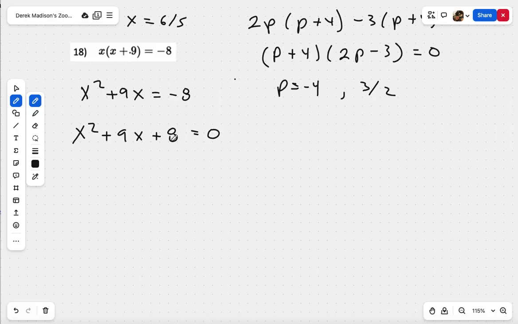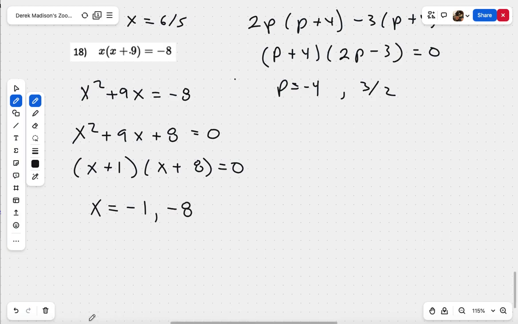So I need 2 numbers that multiply to 8, add to be 9. Sounds like 1 and 8. So x plus 1 and x plus 8 equals 0. And then that means that x will equal negative 1 or negative 8. And that is solving by factoring. Like I said, when we get to chapter 8, we're going to need a couple more methods for solving quadratics.